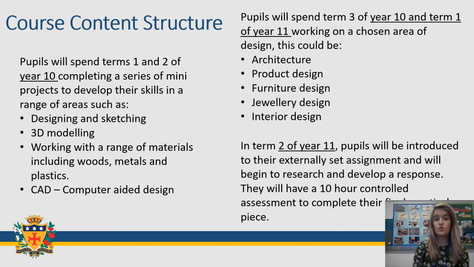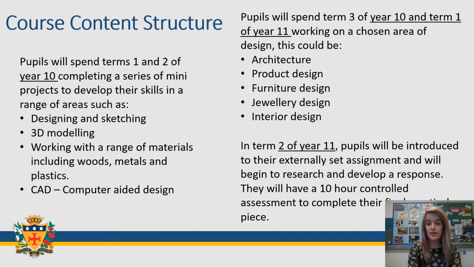So the course content structure. If you choose to do this course, you will spend terms 1 and 2 of Year 10 completing a series of mini projects to develop your skills. So things that we'll focus on will be designing and sketching, some 3D modelling using paper and card. We'll also work with a range of materials, including woods, metals and plastics. And you'll also be introduced, or you will be expected to develop your CAD skills, using computer aided design such as SketchUp for 3D modelling or 2D design to be able to program the laser cutter.